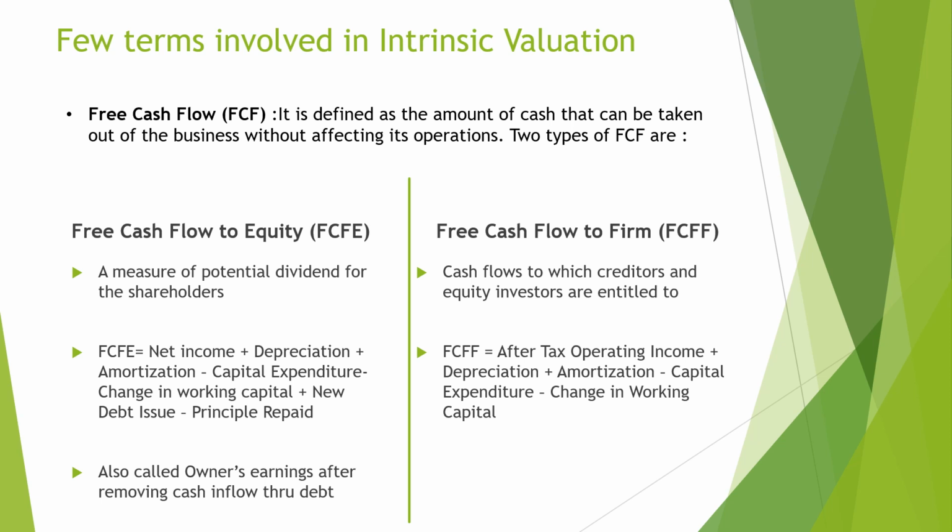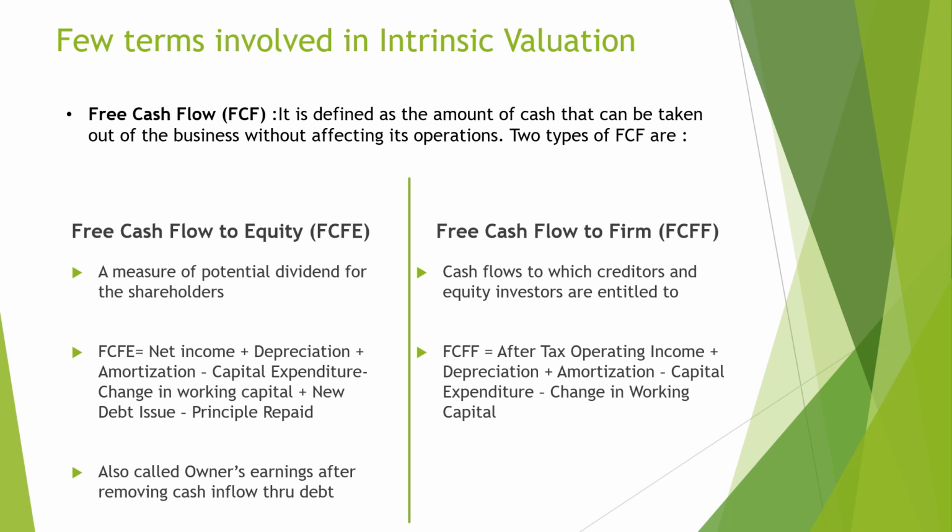So what we are doing is adjusting this net income for all the non-cash expenses. When I say non-cash expenses, it means depreciation and amortization, which are basically accounting expenses but not real expenses. And capital expenditure and change in working capital are real expenses, but they're not accounted for in the income statement. So we need to adjust all these things to arrive at a key figure, which is free cash flow to equity.